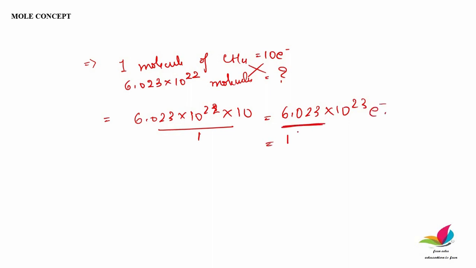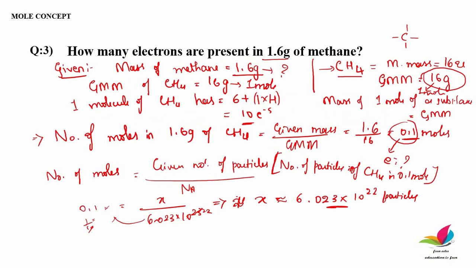Correct? This is nothing but what? This is nothing but Avogadro number of electrons. Okay. So how many electrons are present in 1.6 gram of methane? Avogadro number of electrons are present.